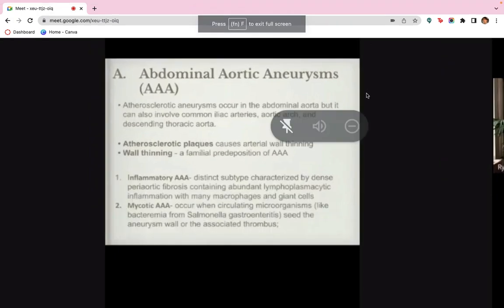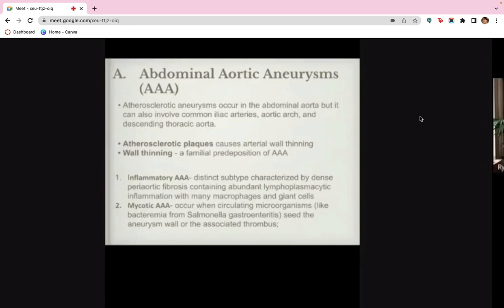So, the atherosclerotic plaque causes arterial wall thinning. So, lumiliit yung ating artery. So, your atherosclerotic plaque compromises the diffusion of nutrients and waste between your vascular lumen and your arterial wall. So your wall thinning is a familiar predisposition of your abdominal aortic aneurysm. So we have your inflammatory type and we have your mycotic type of abdominal aortic aneurysm.